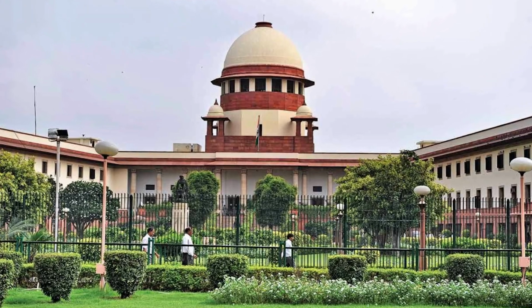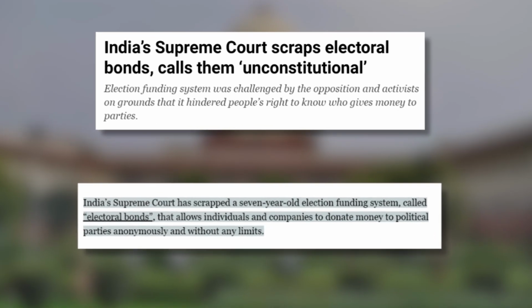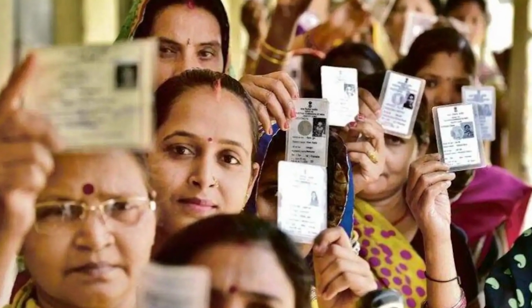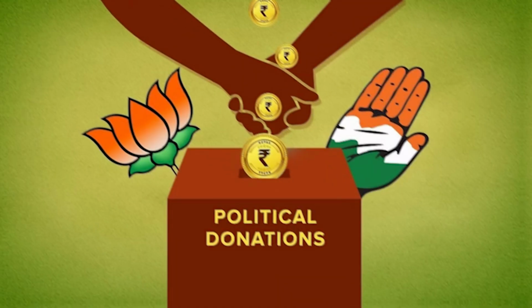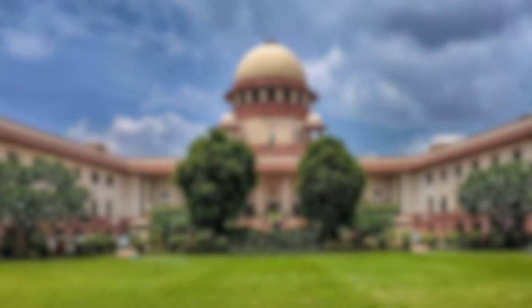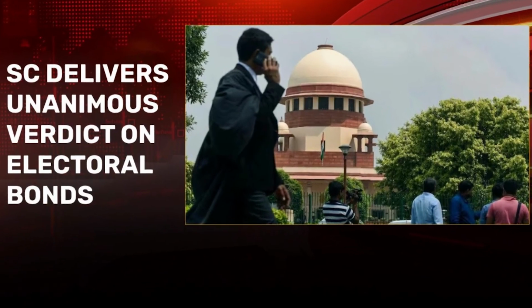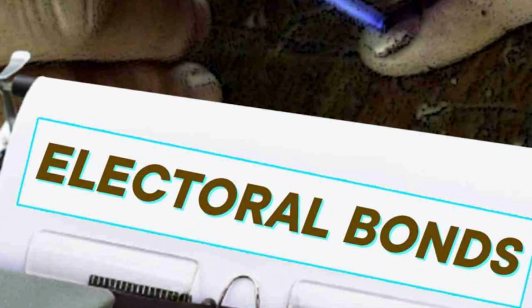The Supreme Court has recently struck down the Electoral Bond scheme just ahead of the 2024 Lok Sabha elections. This scheme, introduced by the Narendra Modi government in 2018, aimed to bring out transparency in political funding. However, a five-judge constitution bench led by Chief Justice D.Y. Chandrachud delivered a unanimous verdict declaring the electoral bonds unconstitutional.